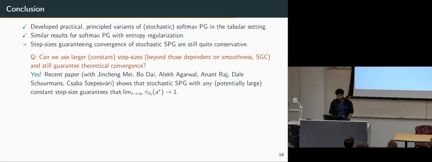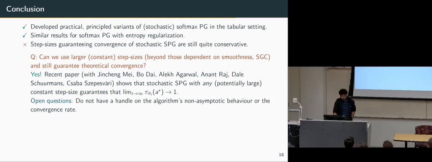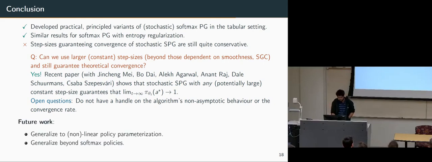So with this paper, with Jin Cheng, Bo, Alek, Anand, Dale, and Chaba, we show that stochastic SPG with any step size, it could be potentially large, does converge to the optimal R. We don't have a rate. We don't know what happens non-asymptotically, but we know as t tends to infinity, you will do the right thing for any large step size eta. Okay, and that's my last slide.